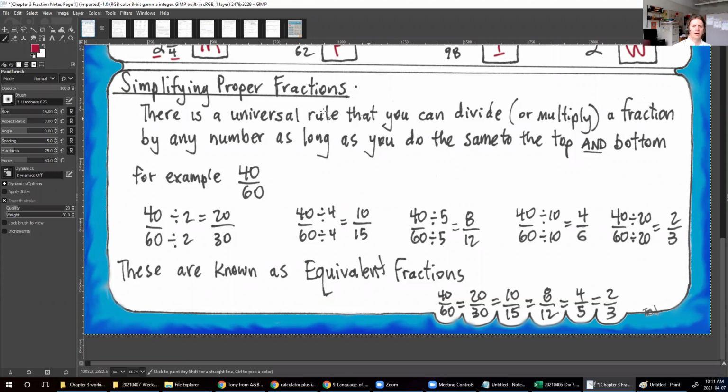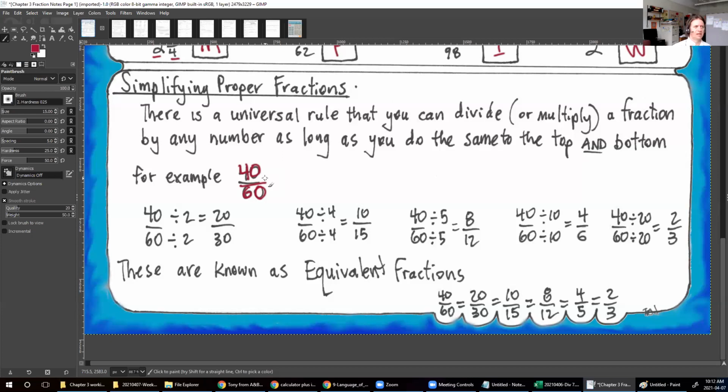There's a universal rule that says you can multiply or divide a fraction by any number as long as you do the same to the top and to the bottom. I'm going to use my example. I've got 40 over 60. That's fine, it's not too bad, but I can make this into smaller numbers. That's really the reason why we want to simplify fractions, to make it simpler.